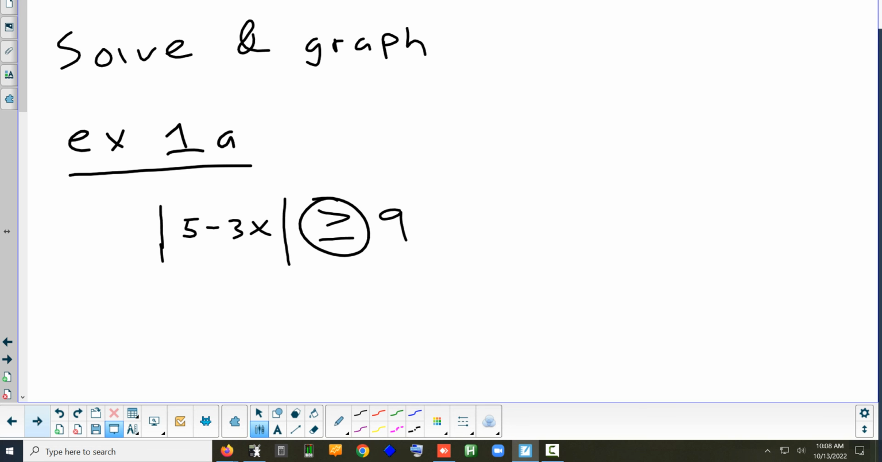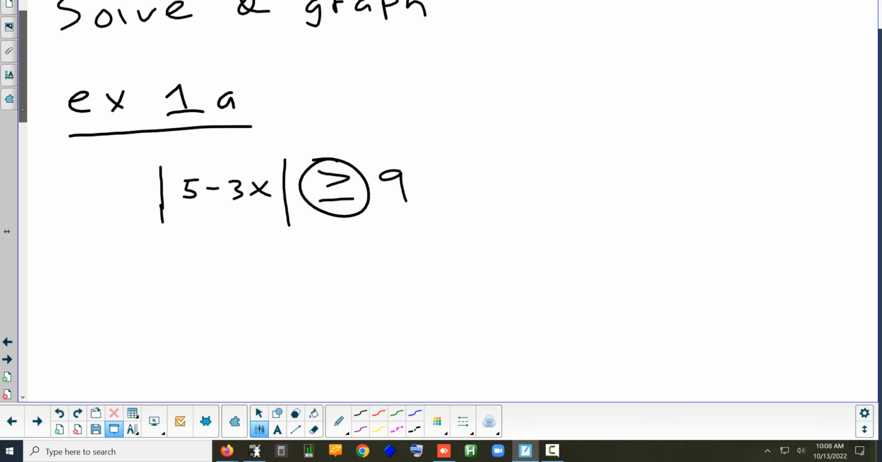You've got some room right at the bottom. It says solve and graph. So it's the absolute value of 5 minus 3x is greater than or equal to 9.